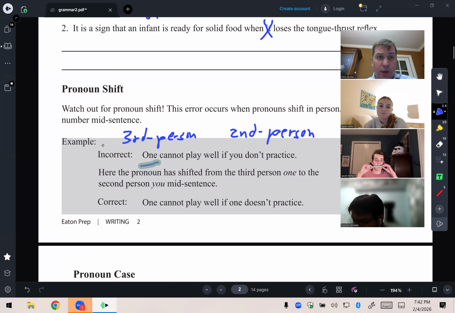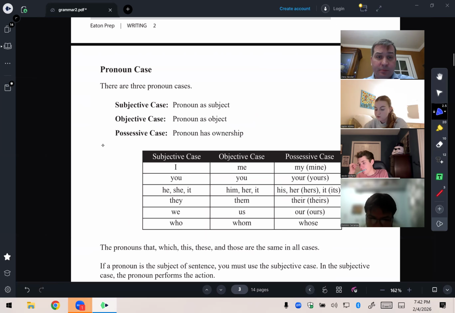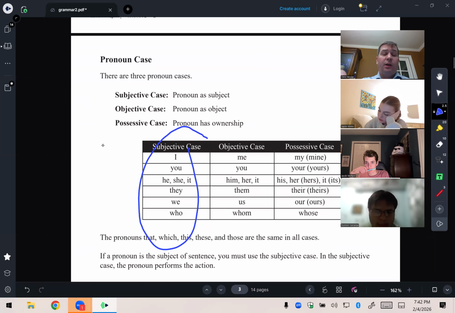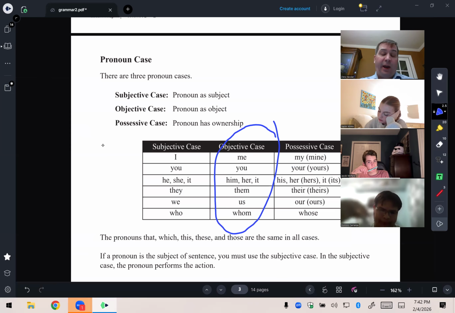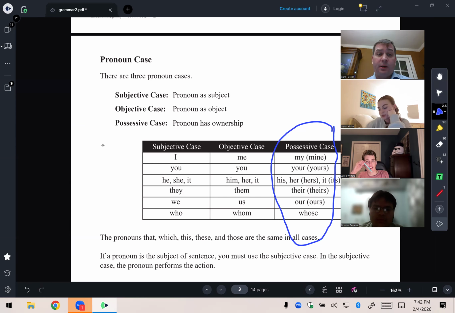Okay, so there are three pronoun cases. Here they all are. The subjective case means the pronoun is the doer of the action, the subject of the sentence. The objective case means the pronoun is either a direct or indirect object receiving some type of action from the subject. And the possessive case is for ownership. So I have a ball, he gave it to me, now I'm an indirect object in that sentence. It is now mine, my ball.